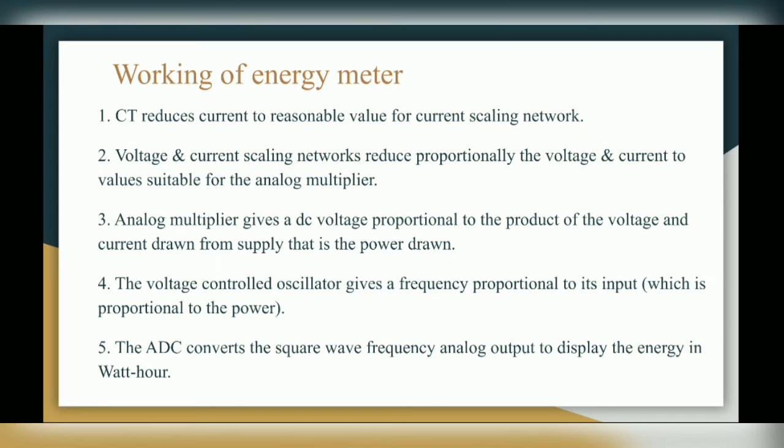is the power drawn. Fourth, the voltage controlled oscillator gives a frequency proportional to its input, which is proportional to the power, that is F is proportional to VL IL. Fifth, the ADC, that is analog to digital converter, converts the square wave frequency analog output to display the energy in watt hour.